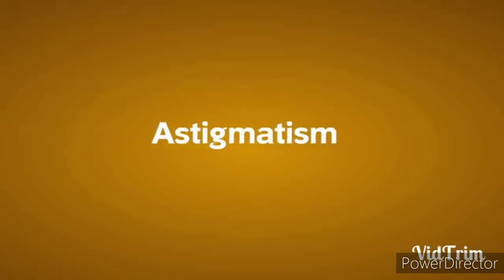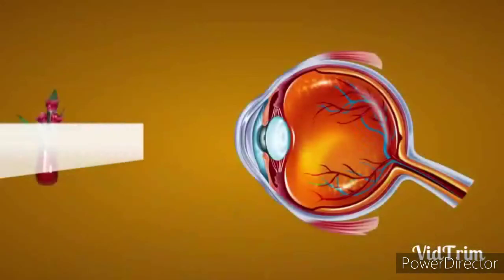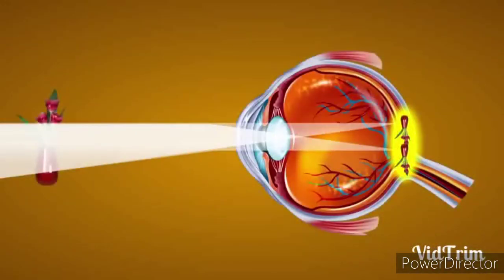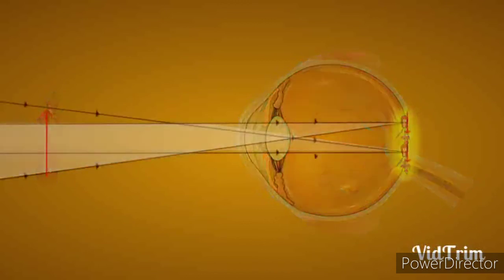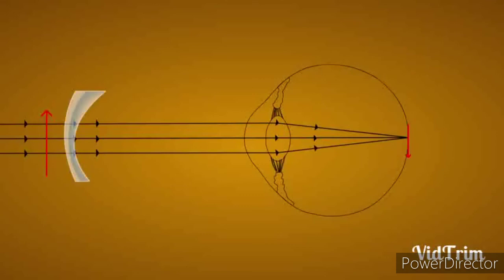The last refractive defect is astigmatism. In this defect, the human eye is not able to focus in horizontal and vertical directions simultaneously. This type of defect can be corrected with the help of a cylindrical lens, which is of the nature as shown here.